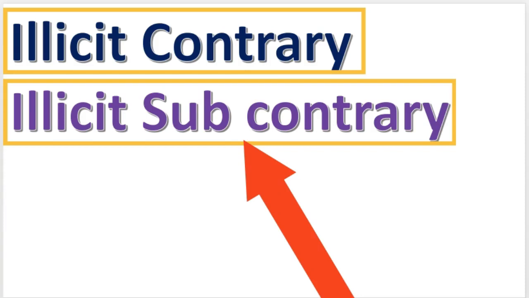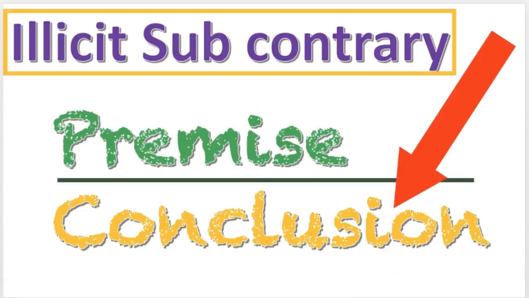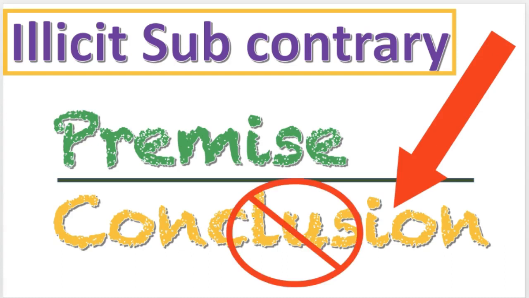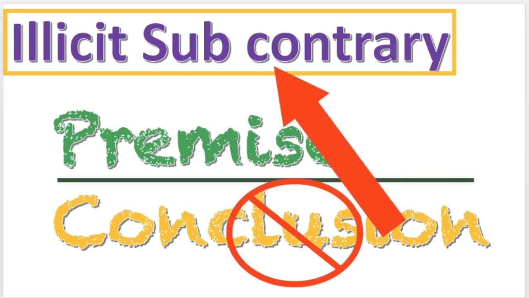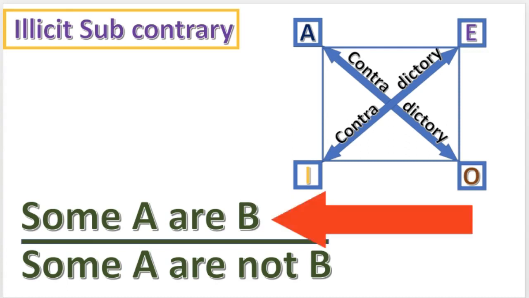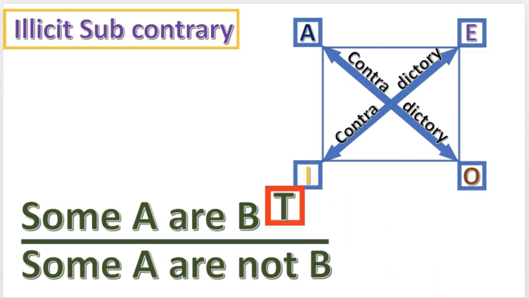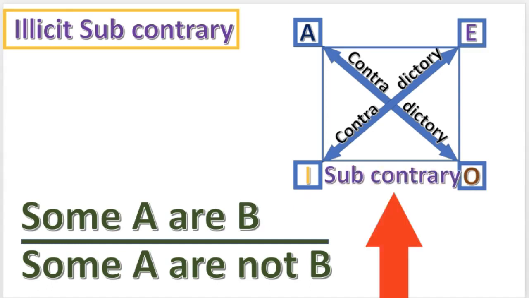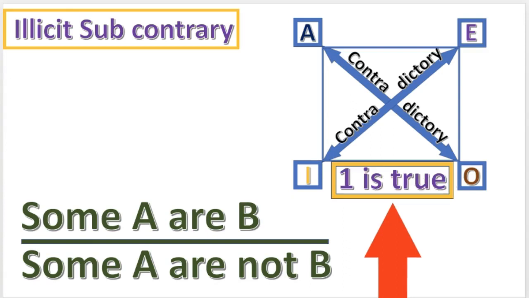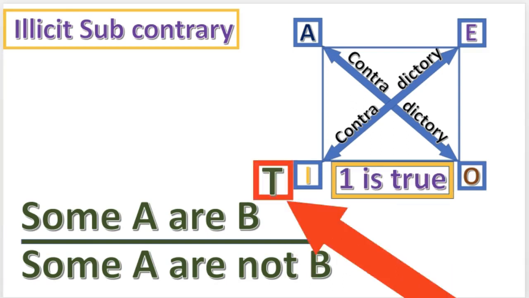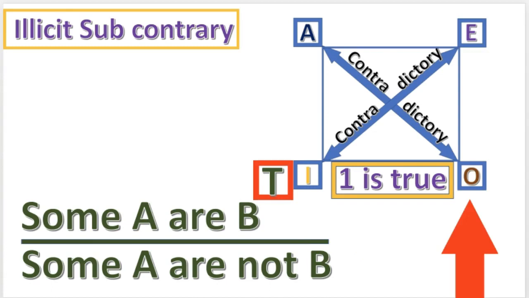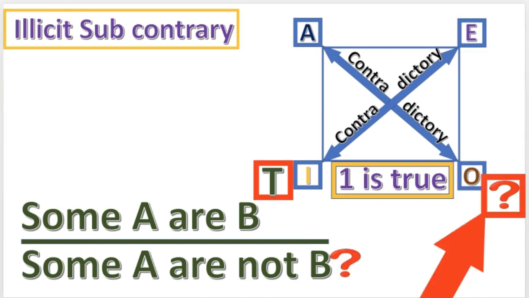Next, the illicit subcontrary. This fallacy is committed when a conclusion is improperly drawn from the subcontrary relation. Here's an example. Notice the premise is an I proposition, which is given as true, and the conclusion is an O proposition, which is stated as true. The relation is subcontrary. But subcontrary says at least one must be true, and since I is given as true, the O proposition has undetermined truth value. All this was covered in the last video in this playlist.